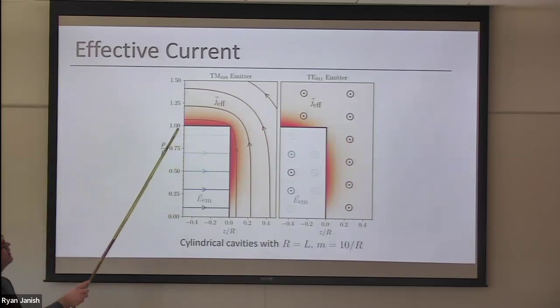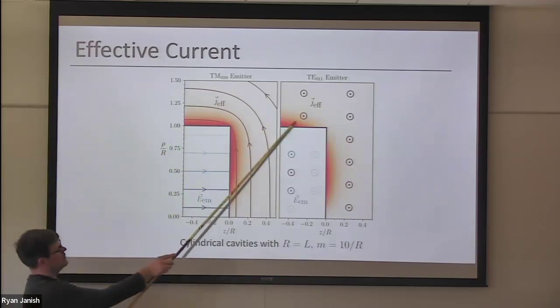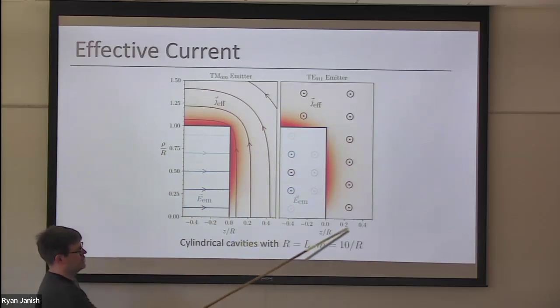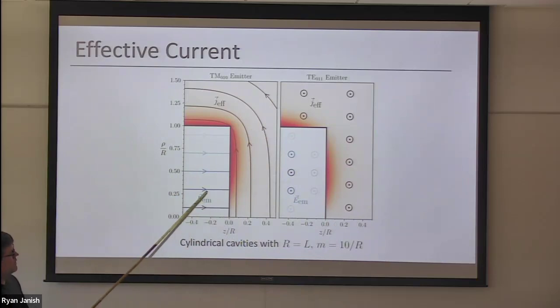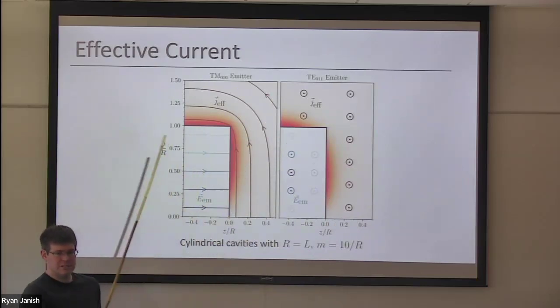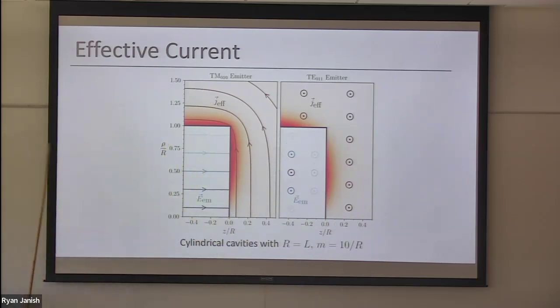This is just looking at the white here, which is the emitter cavity. This is the longitudinal direction. This is the radial direction. And for two different structures of modes inside the emitter, this is the structure of effective currents that you get outside. And the point here is just that again, the directions here are always parallel to this surface.